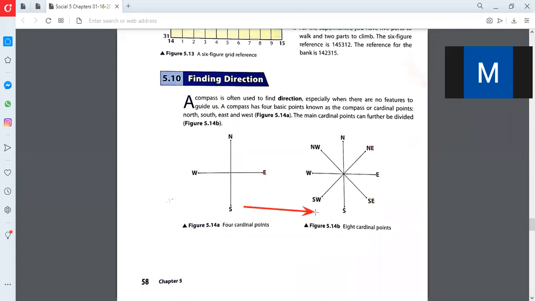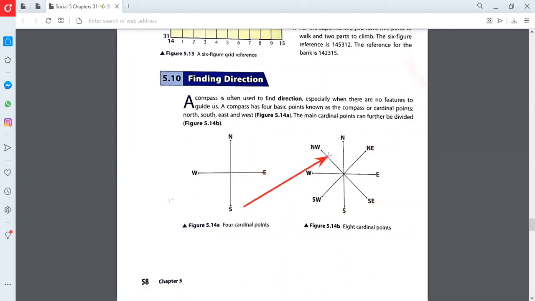Along with these, we have eight cardinal points. How? The main cardinal points can further be divided into eight. We have a total of four: north, east, west, and south. Now, these are all divided into two parts. North is divided into northeast and northwest.